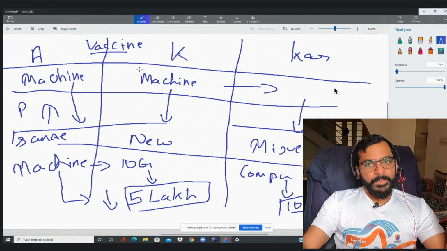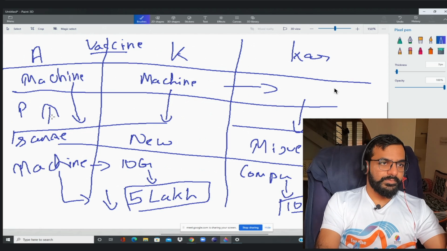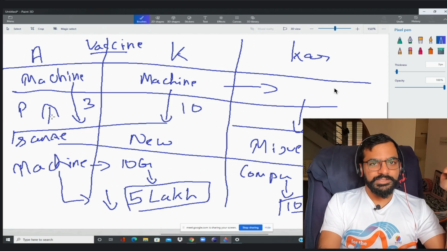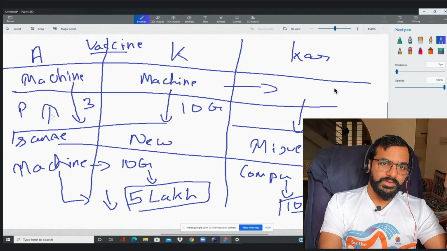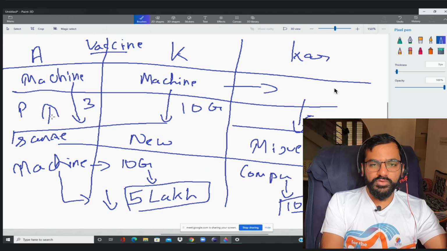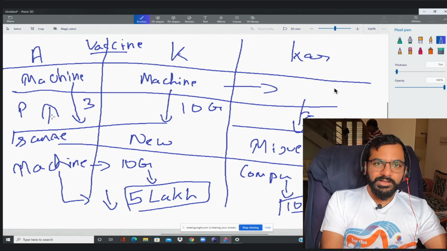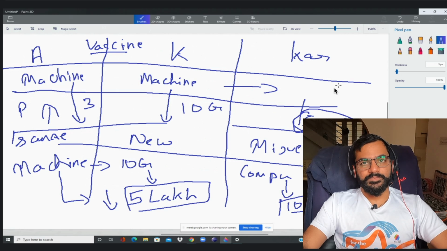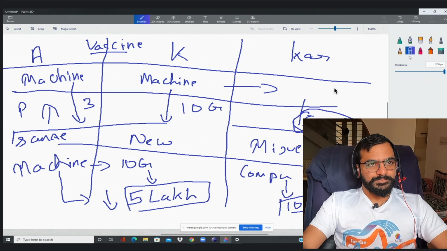Now, for example, it's been 3 years here. Kishore has invested 10 crores in new technology, and Karthik has a mix of it. You can say both have 10 machines, and here 5 are new and 5 are old. Now you have to calculate the asset value of these depreciating assets. How will we calculate that?